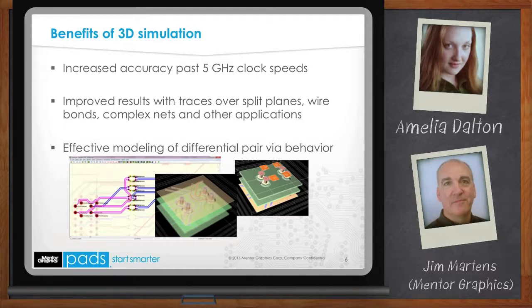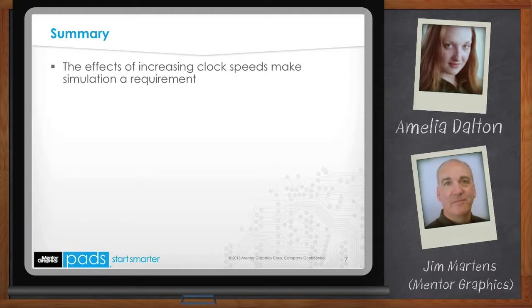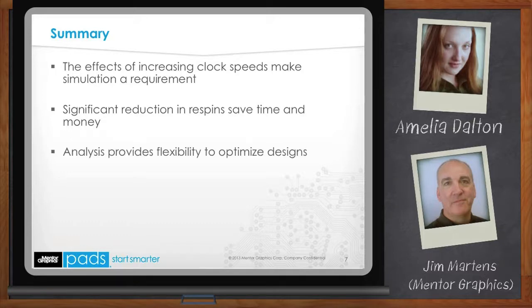So from today's presentation, the takeaways are: the effects of increasing clock speeds make simulation a requirement and not an option, even in basic designs. You can significantly reduce respins through the use of simulation analysis, saving you time and money. Pre- and post-layout analysis not only help you achieve and maintain signal integrity, they can optimize circuit implementation by providing flexibility in design constraints and component selection.